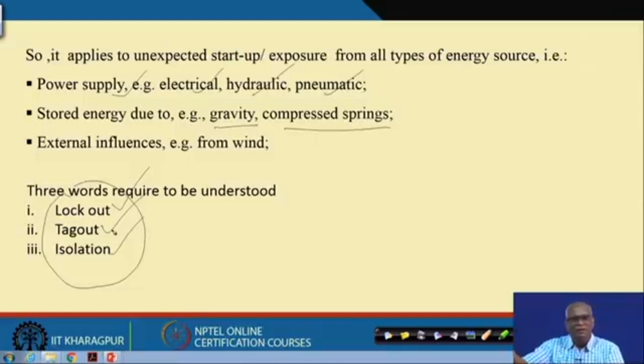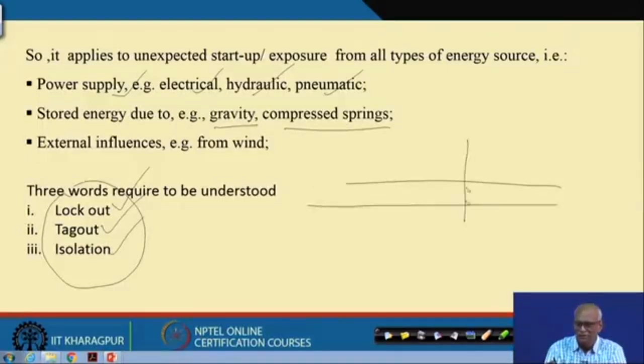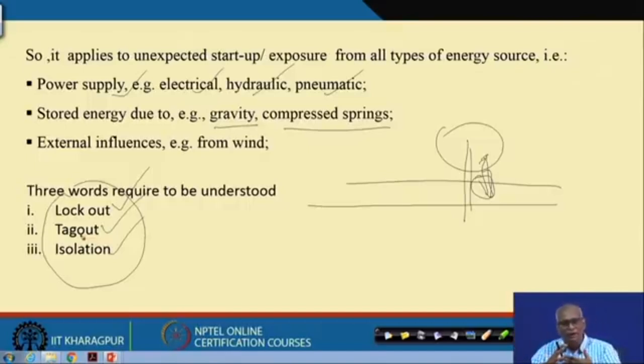When the gas is moving in a pipeline, there is a valve. You close the valve, put a lock here, lockout. Tagout means you close it and put a tag, a warning sign. Hey, I have closed it, don't put on. That's an administrative control. That is called tagout. Who had closed it? So and so had closed. I, so and so, have closed. Do not put on. That is tagout.